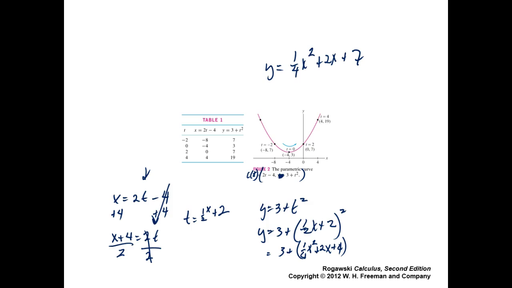X equal -1 would then give you 1/4 minus 2 plus 7. That would be 5 minus 1/4. Okay? So that would be, what, 4 3/4. And I could easily believe that this would be 4 3/4 there, or pretty close to that. So, yeah, you can go through the whole thing.